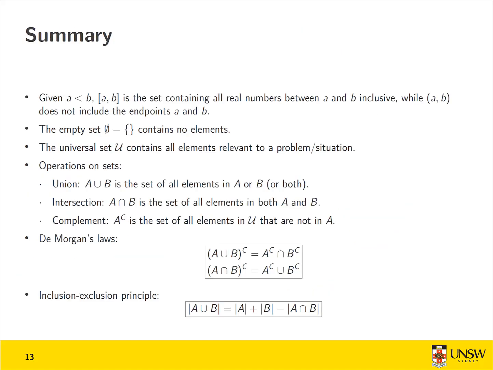In summary, we have defined the concept of sets and seen examples of infinite sets in the form of real number intervals, as well as the special sets, the empty set and the universal set. We have encountered the set operations union, intersection, and complement, and seen how they interact via De Morgan's laws. We have also seen how the sizes of the union and intersection of two sets are related via the inclusion-exclusion principle.